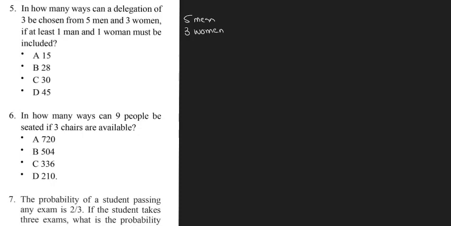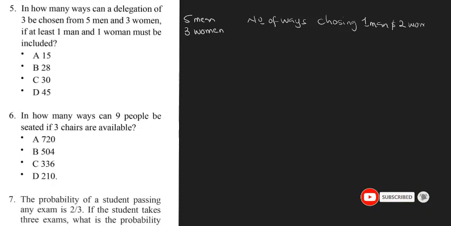So we're going to say number of ways of choosing 1 man and 2 women, right? So you can see that at least one should come from each of them, and it must be made up of 3 people. So now in this case, there's what we call combination. We're going to use combination for it.